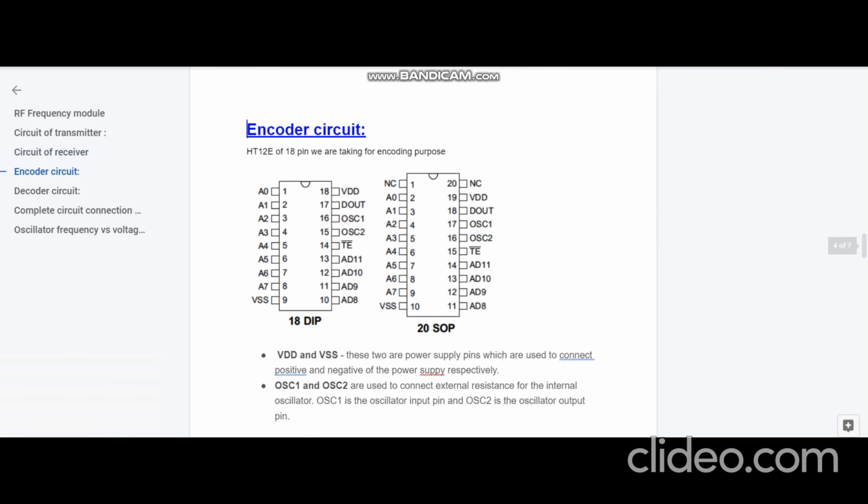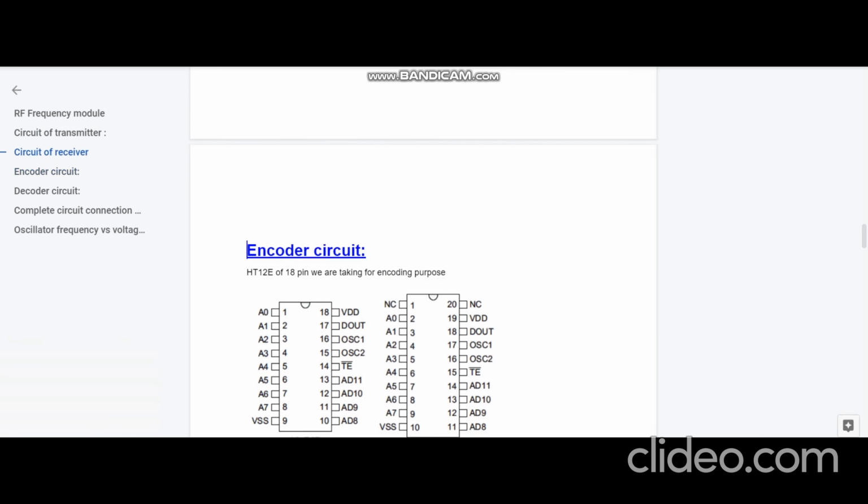Encoder circuit ST12E is an 18 pin IC we are taking for encoding purpose. VDD and VSS are the power supply pins, used to connect the positive and negative of the power supply respectively. OSC1 and OSC2 are used to connect an external resistance for the internal oscillator. OSC1 is the oscillator input pin and OSC2 is the oscillator output pin. TE is used for enabling the transmission and is an active low input.